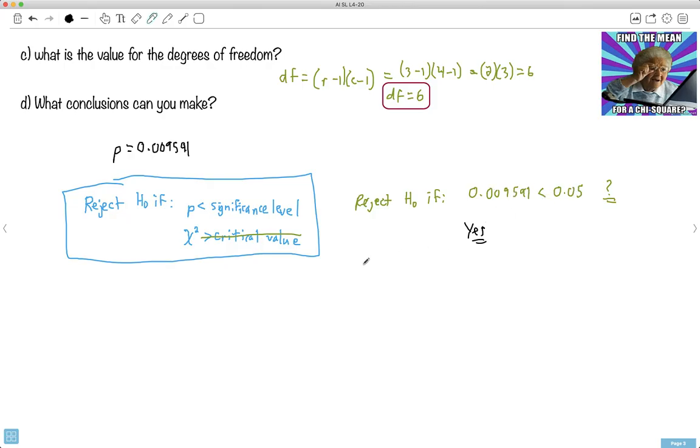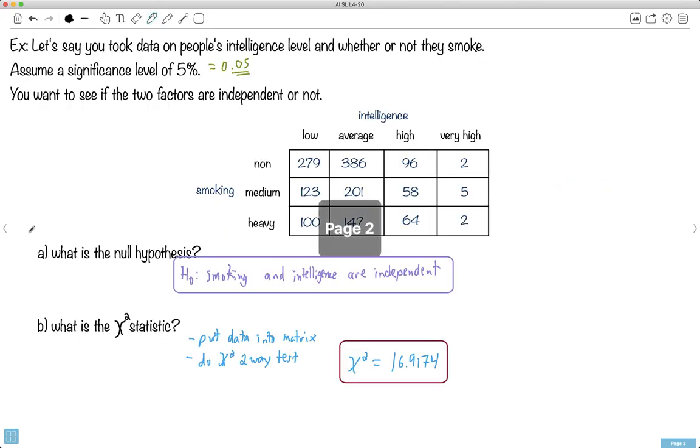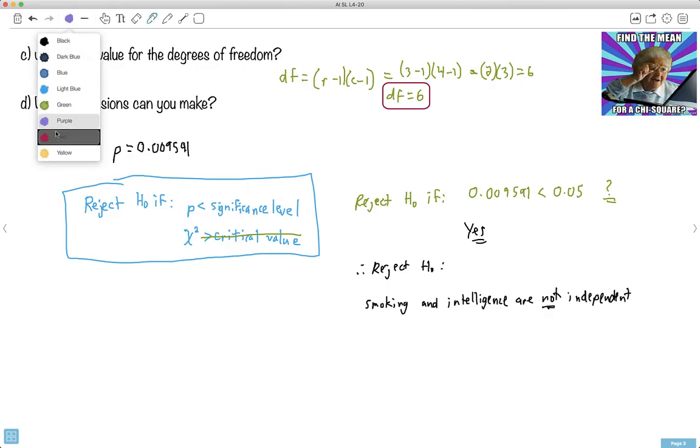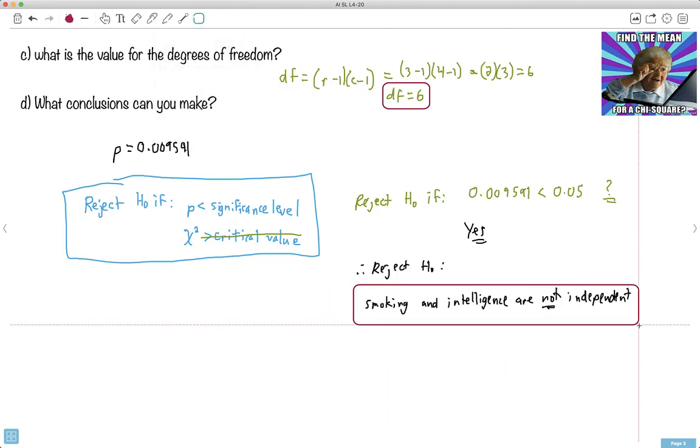What does this mean? That means I reject H0. In other words, remember what H0 was. H0 was saying that smoking and intelligence are independent. So what can I say now? Since I reject H0, smoking and intelligence are not independent. So I have now made a mathematical conclusion. I can say, at a 5% significance level, that smoking and intelligence are not independent.